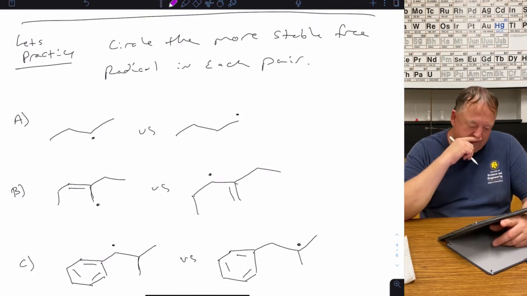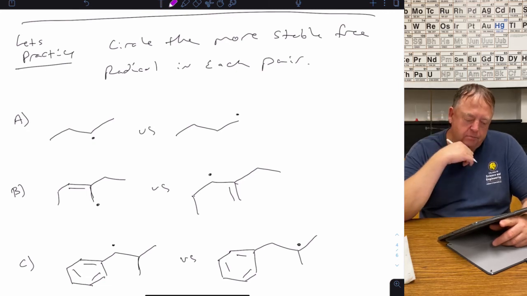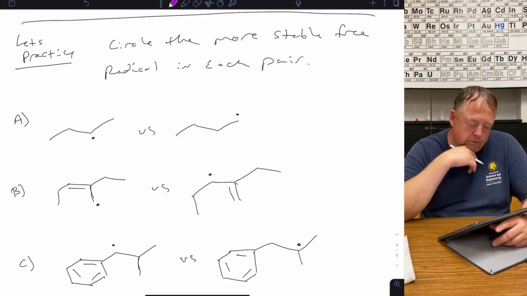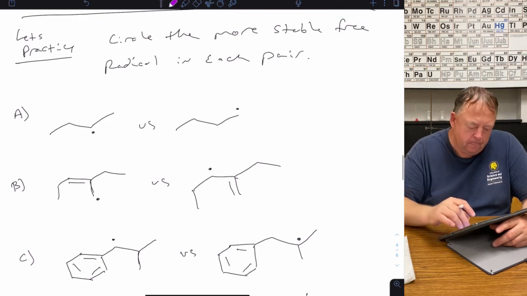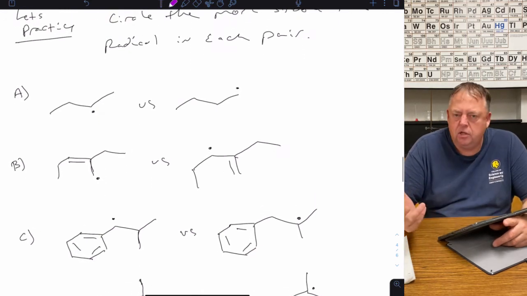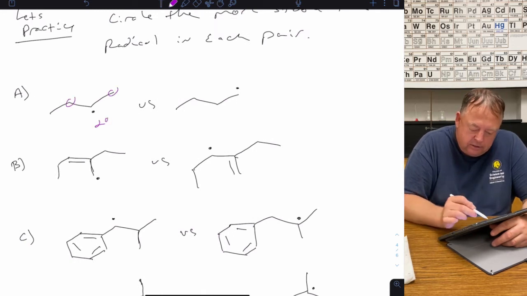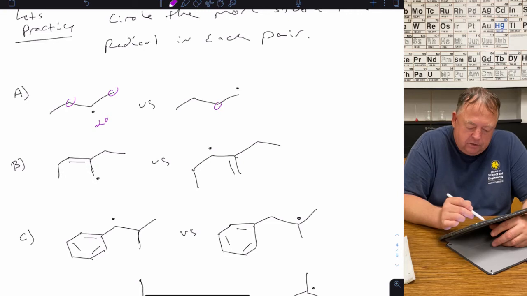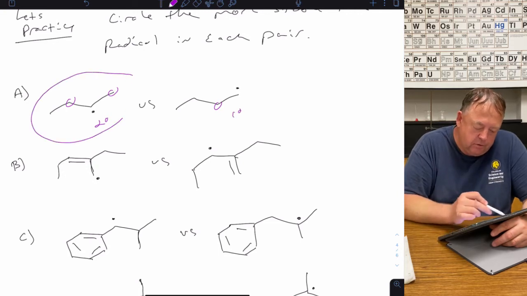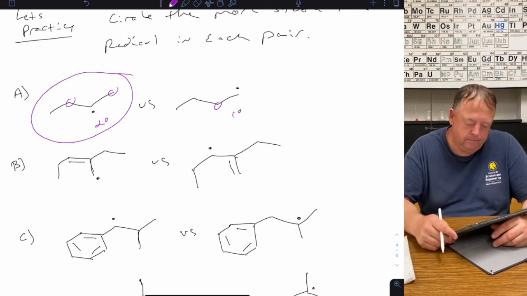Okay, so now let's practice stability. Which of these radicals is the most stable? So for each pair, circle the one that's more stable. What you would need to do is classify them. So this is secondary, right? Because it's got 2 carbons attached, and this is primary. So secondary is more stable, so that's the most stable radical.